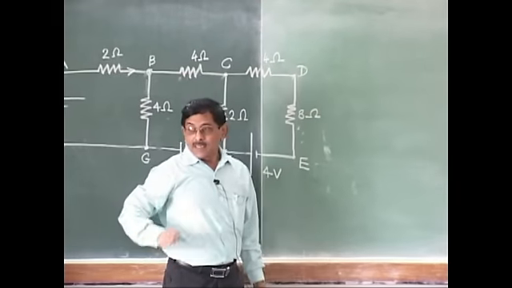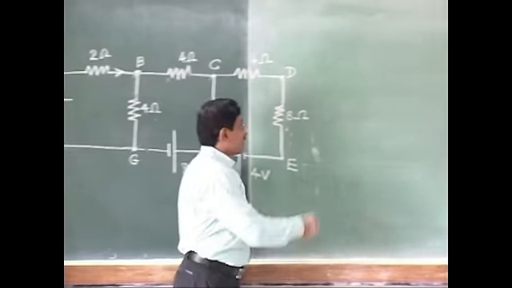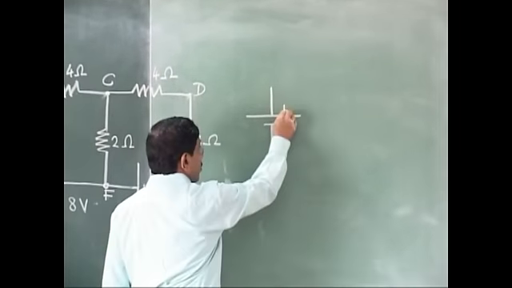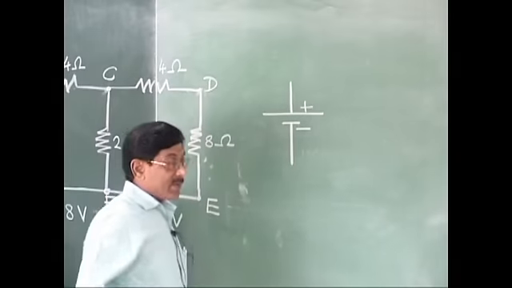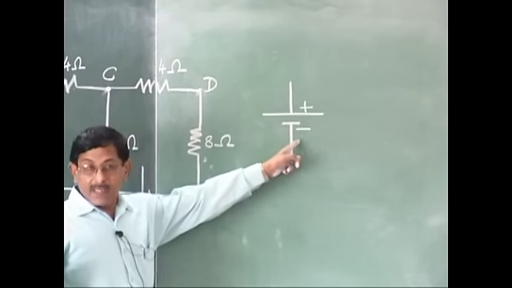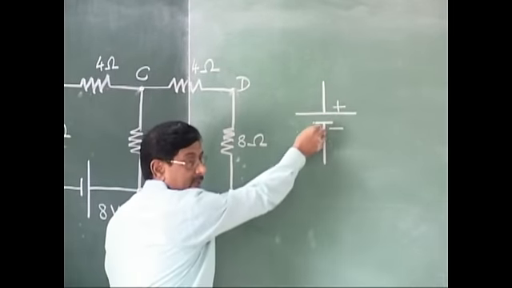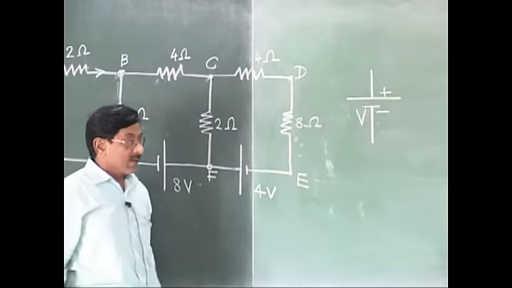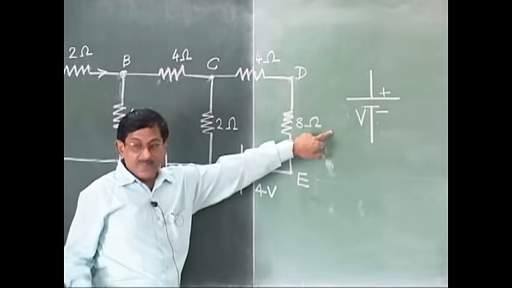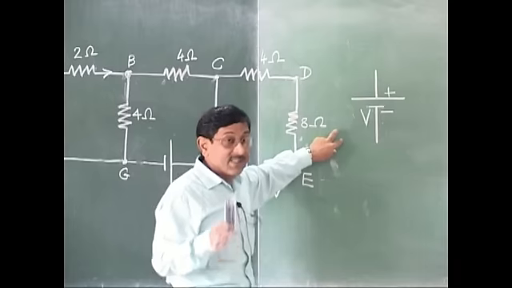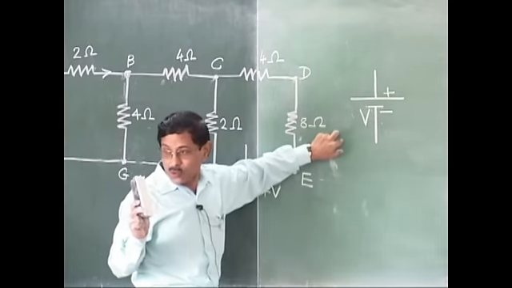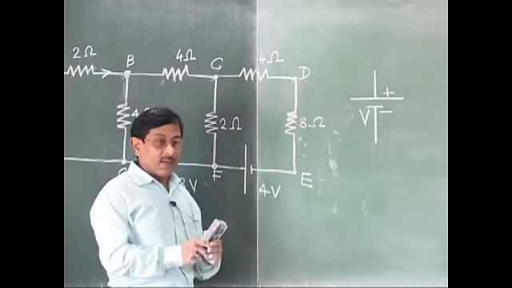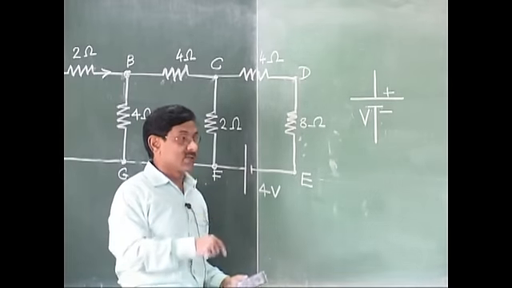Remember, if it is an ideal DC source, it is just shown by a simple symbol like this. This is the positive plate or positive terminal, this is the negative terminal. And the EMF value is always written near the source, like 10 volt, 5 volt, whatever. This is called the ideal voltage source. But remember, no source is ideal in practice. No source is ideal in practice. Every voltage source will have some or the other value of internal resistance.